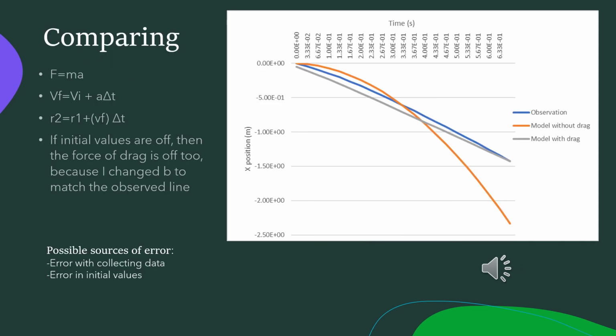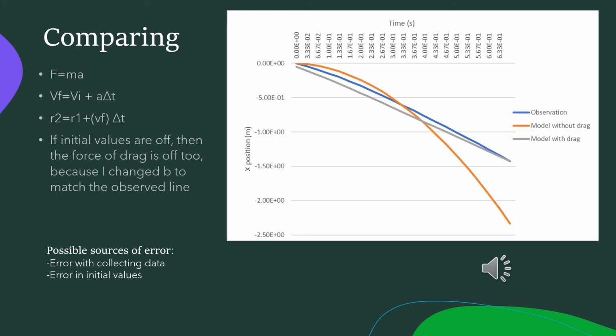And now to compare the models. The model without drag is not similar whatsoever to the observed line, because it lacks the upward force of drag, meaning the F net is stronger downwards, resulting in a faster downward acceleration. However, the model with drag is similar and models well the actual data.